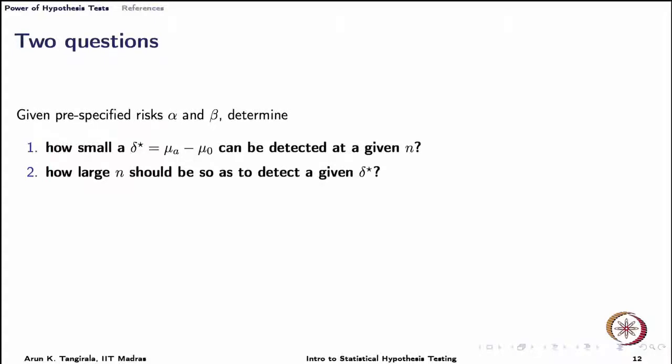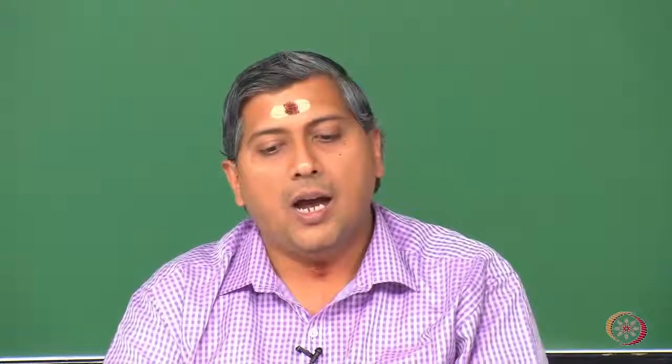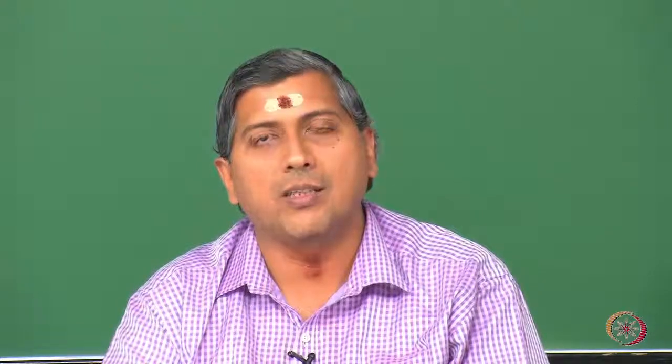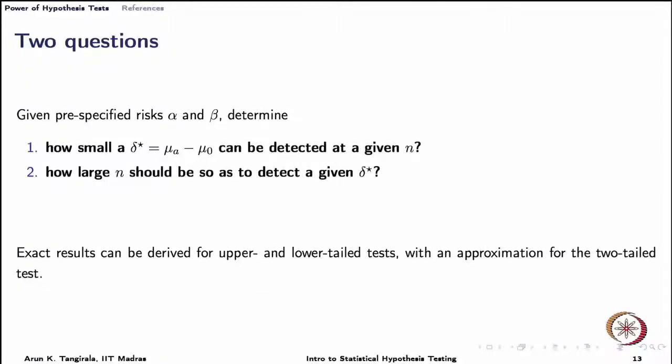And we have just discussed that intuitively there is an inverse relationship. The smaller the delta is, that means the more sensitivity I want for the hypothesis test, the larger should be the sample size, and vice versa. As the sample size decreases, the deviation that I can detect best becomes larger and larger. So, what we shall do is derive certain results, and it turns out that we can derive exact results for the upper and lower tail tests, but unfortunately only approximate results for the two tail tests.